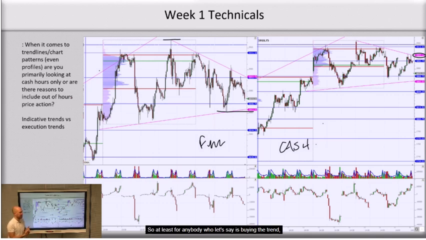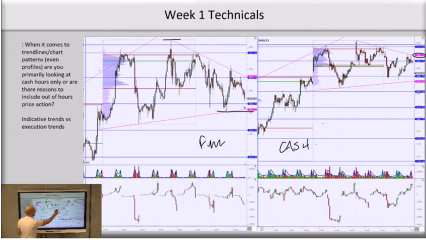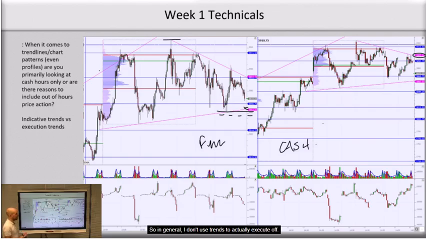So at least for anybody who, let's say, is buying the trend, they've probably got their stop below the low. So in that case, you can go, well, you're running out of reasons for people to buy if you get down through that low. So in general, I don't use trends to actually execute off. It's more just a sort of indication. You know, you draw a pennant, it indicates to you the market's compressing, or it provides just a more visual cap on what's going on.